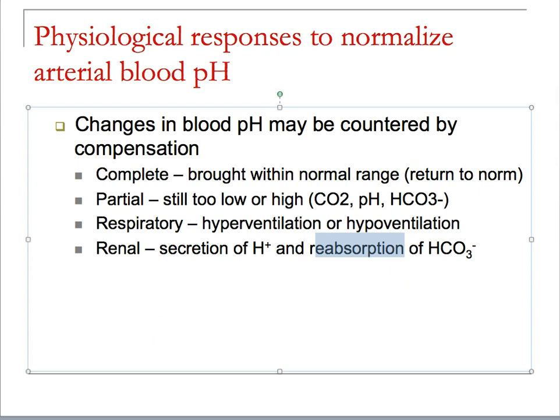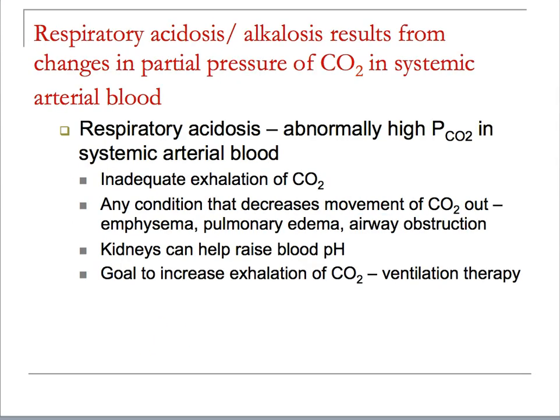Okay, so let's see. Respiratory acidosis: abnormally high partial pressure of carbon dioxide in systemic arterial blood, and that's because you're not exhaling enough. You're either holding your breath, or you're taking an exam and you're freaking out, right? You could have emphysema, airway obstruction. The kidneys help raise blood pH here. And of course the goal is to increase the exhalation through ventilation therapy. If you can't get the obstruction out of the way, nothing good is going to come of this.